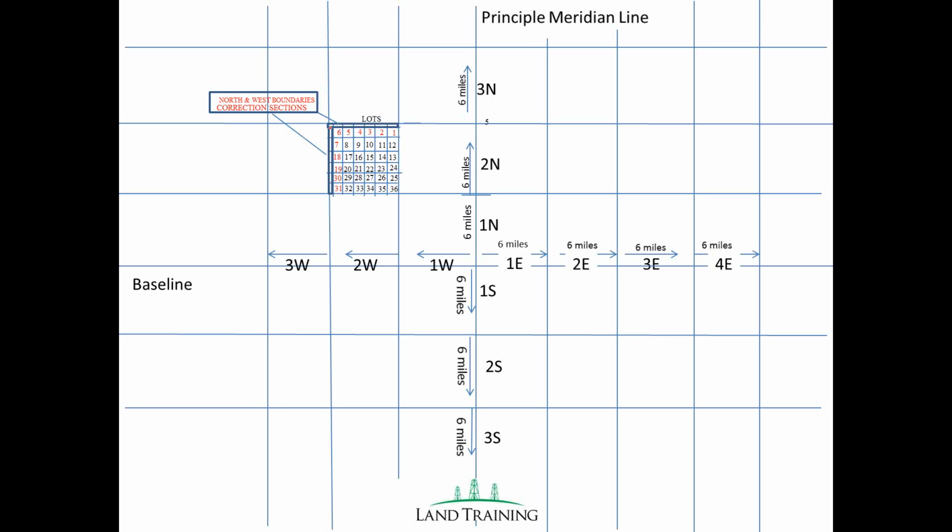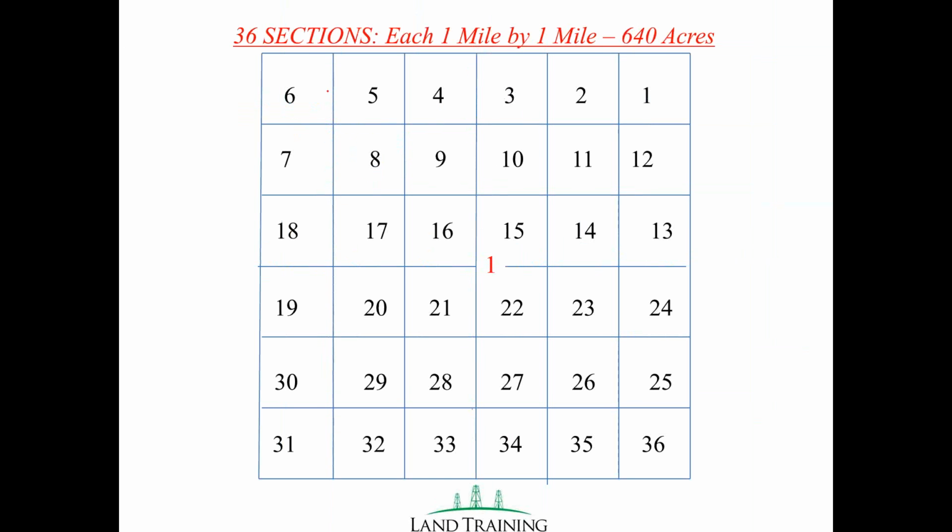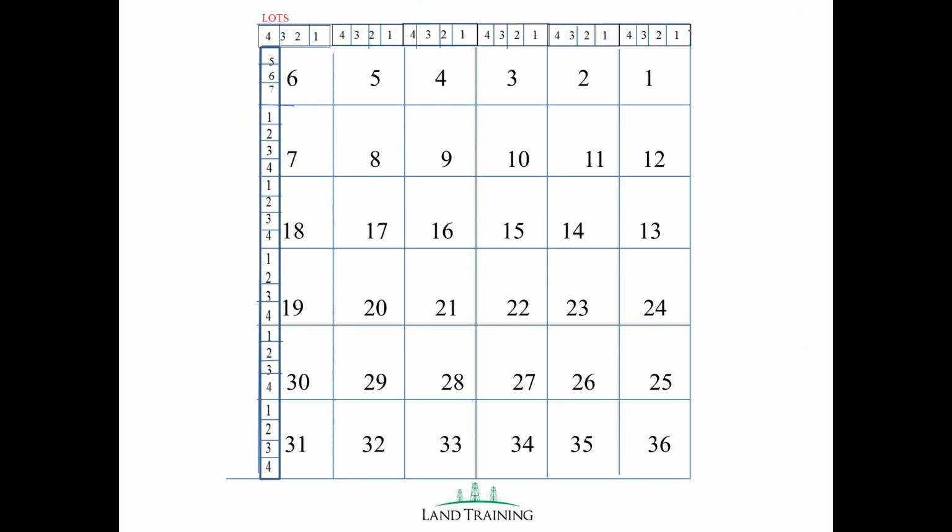Section 6 has 4 lots and then 3 lots. Let me show you what that looks like. Each section 1 would have lot 1, lot 2, lot 3, lot 4. That's to accommodate for the curvature of the Earth. Same thing with section 2, section 3, 4, 5, and 6.